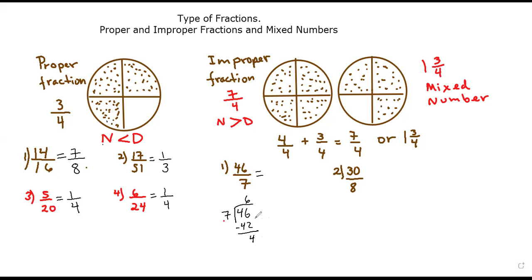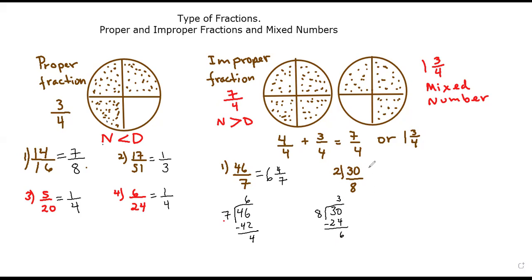How do I write that then? I will write 6 and 4/7. That is the answer, changing one improper fraction to a mixed number. Let's do number 2. 30 divided by 8 is 3. 3 times 8 is 24. I subtract, and the answer is 6.